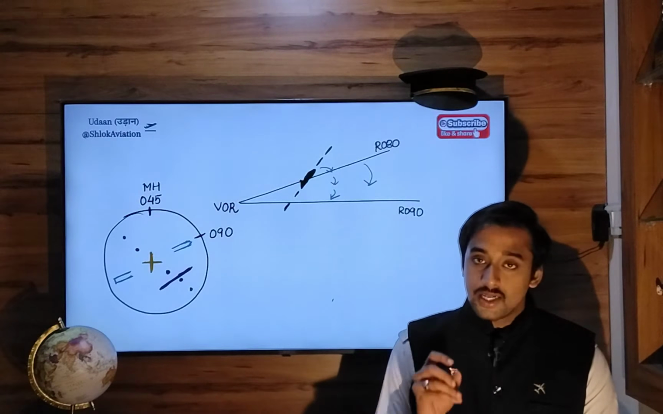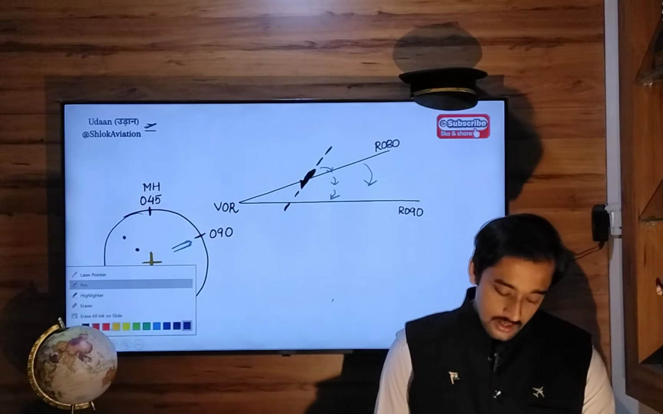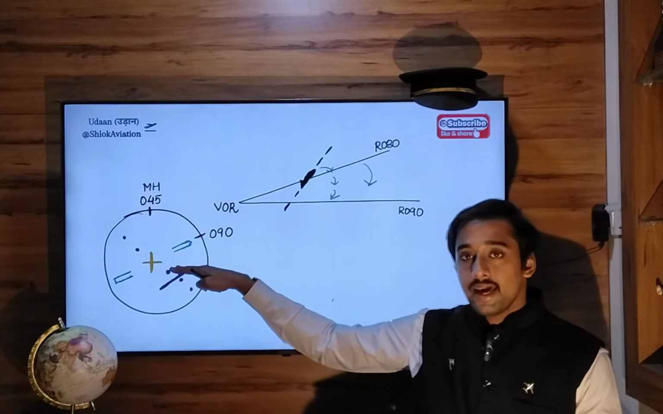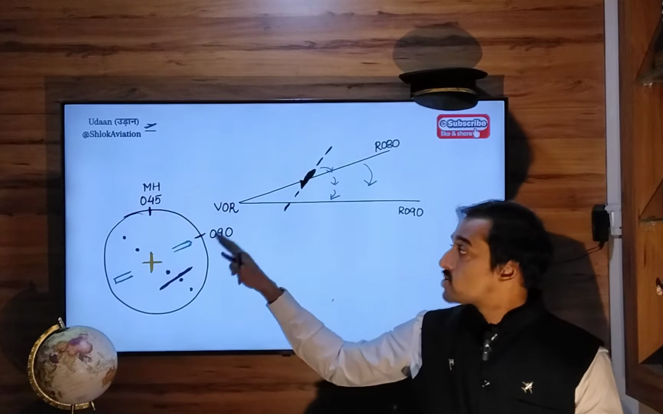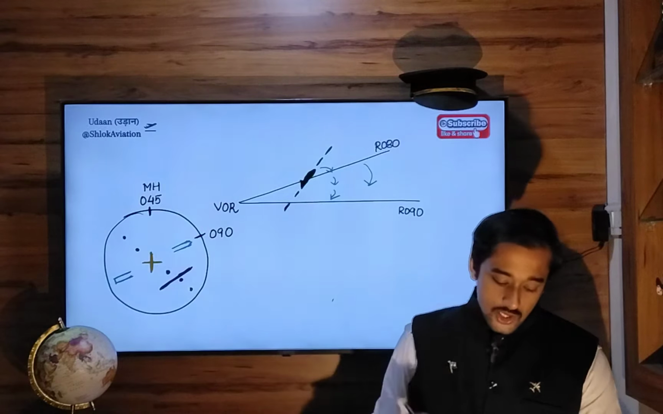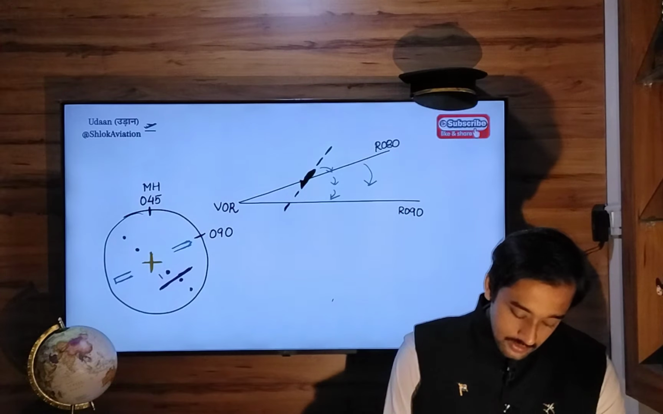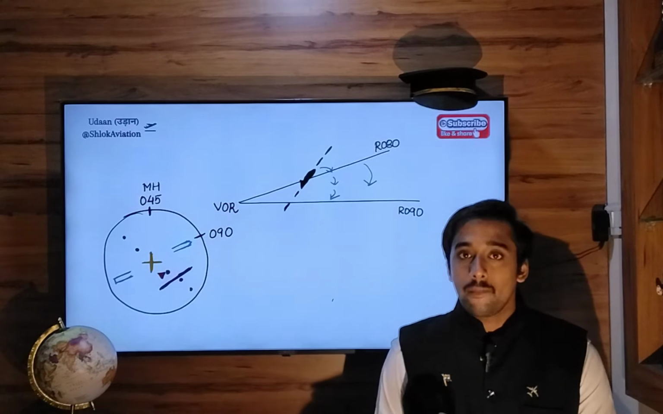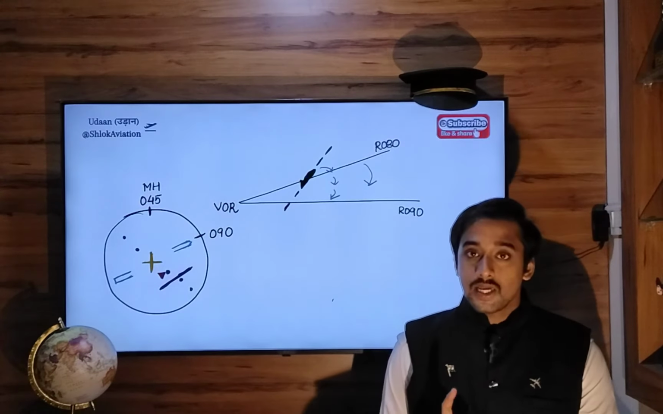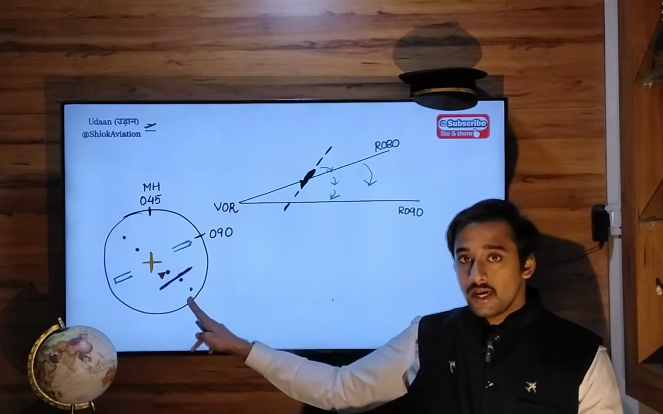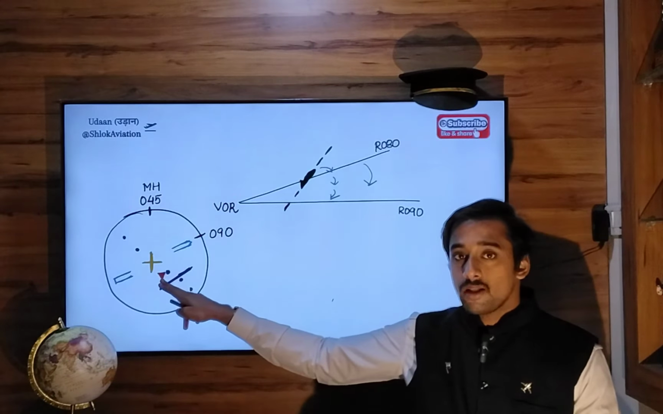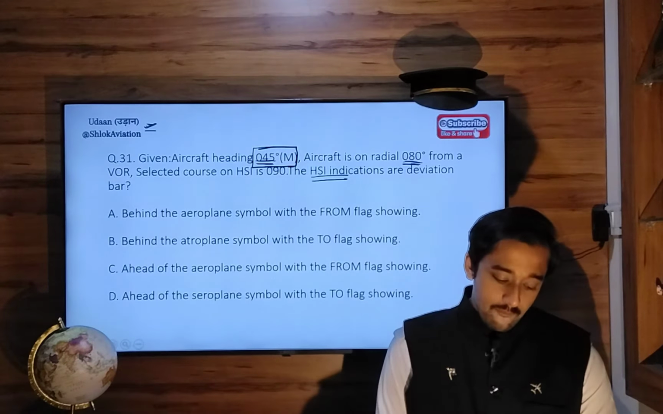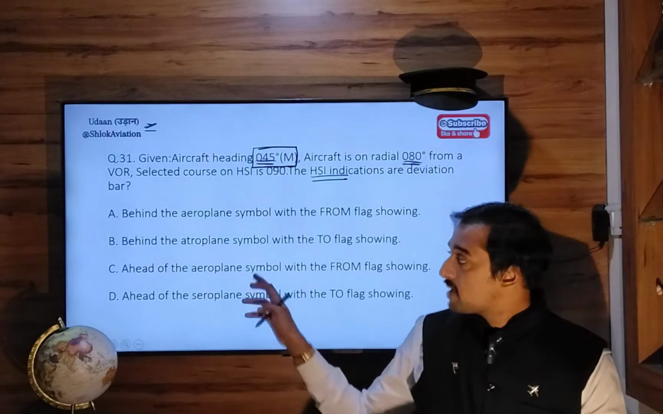I told you, if the triangle is ahead of aircraft, that means to. If it is behind aircraft, that means from indication. So now we are going away from the VOR. So the triangle will be somewhere here, like this, behind this aircraft symbol. So from indication. So the final answer is CDI indication will be right hand side and the to and from indication will be behind aircraft. So the correct answer will be what? Behind the airplane symbol.